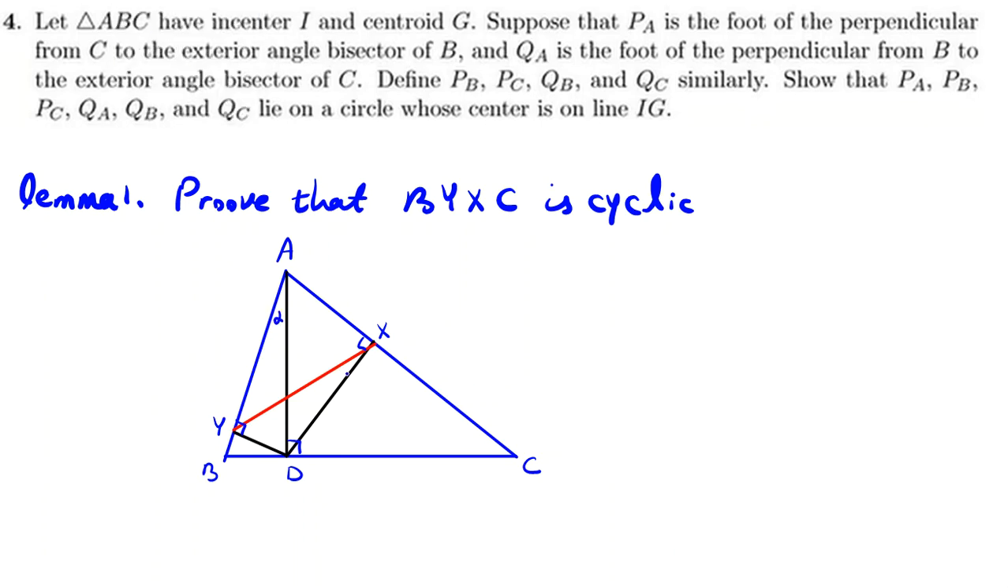So if this is alpha, then you can say this is also alpha, because AYDX is cyclic. Because this is 90 and this is 90, the sum of opposite angles equals 180. Now we know this angle is 90 minus alpha, because in triangle ABD it is 90. Also, this angle is 90, so this angle is 90 plus alpha. As you can see, these opposite angles sum to 180: 90 plus alpha plus 90 minus alpha equals 180. So we proved that BYXC is cyclic.